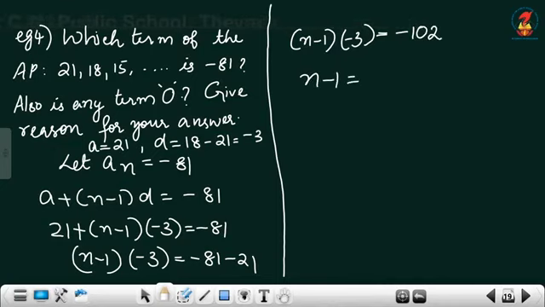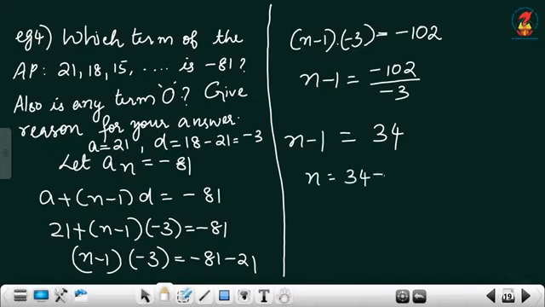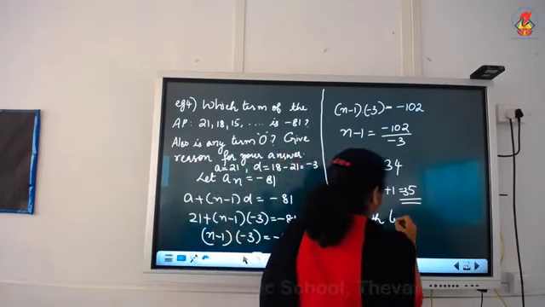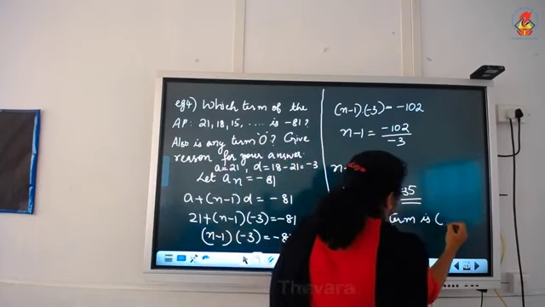So, N minus 1 is equal to, here it is multiplication, so we have to take this minus 3 down as the denominator. So, 34. What we got is N minus 1 is equal to 34. So, N is equal to 34 plus 1, which is equal to 35. So, what we got is the 35th term is minus 81. Therefore, the 35th term is minus 81.